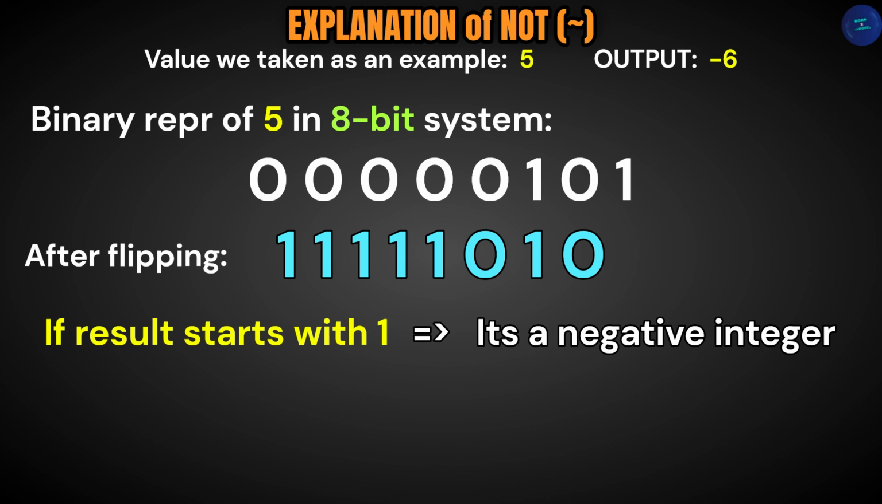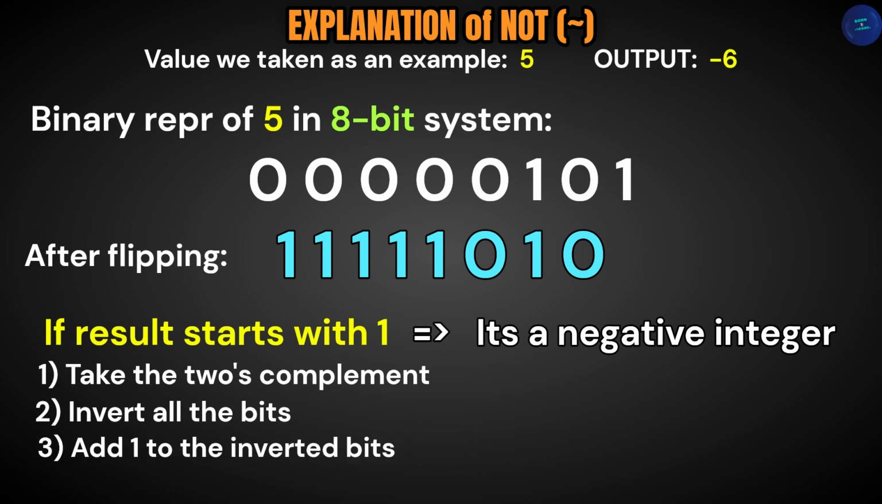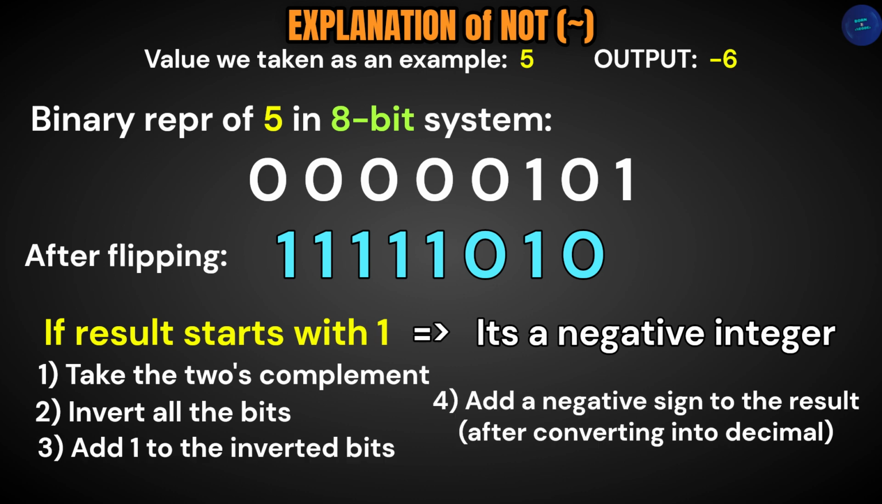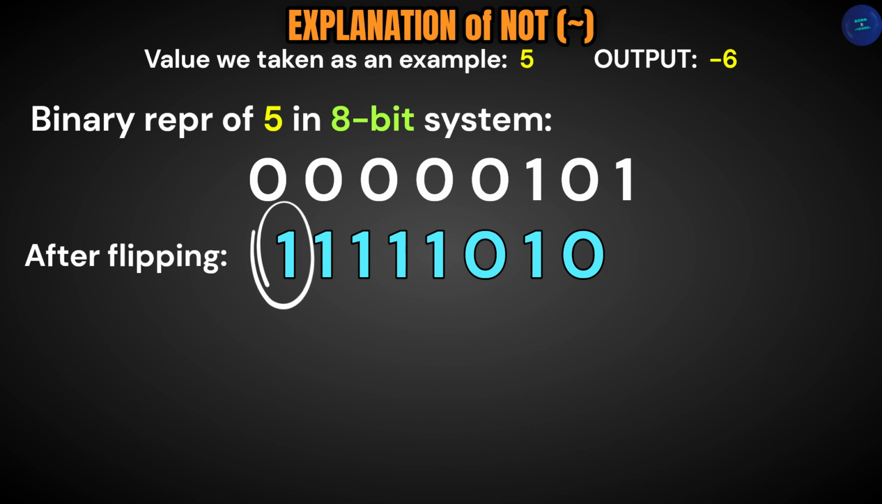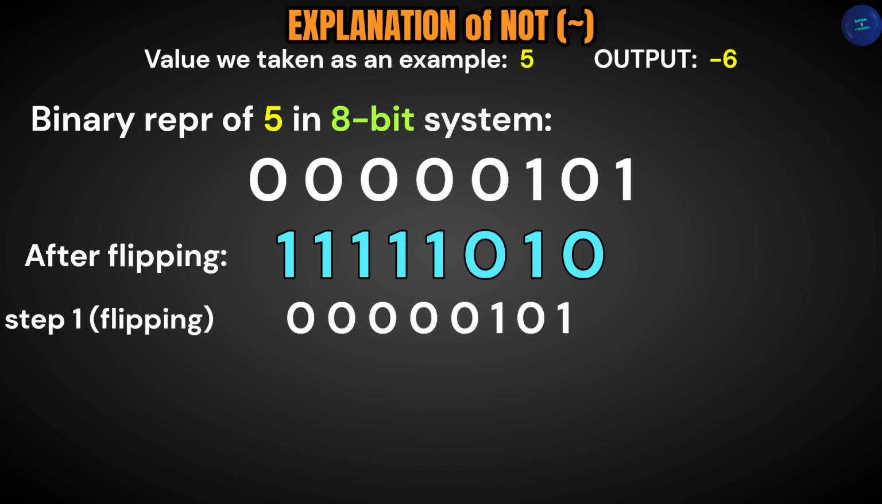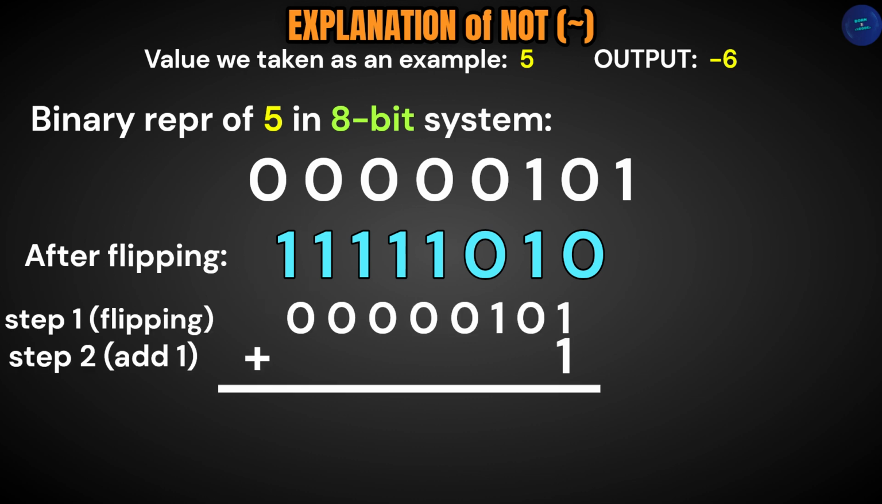To find the decimal value, take the 2's complement of the result. Invert all the bits. Add 1 to the inverted bits. Add a negative sign to the result. Since the result starts with 1, it's negative. Let's invert all the bits. Now add 1 to it. Note that 1 plus 1 equals 10 in binary.